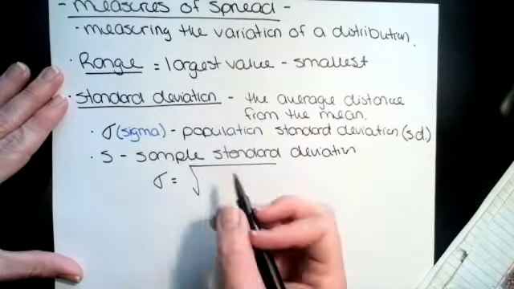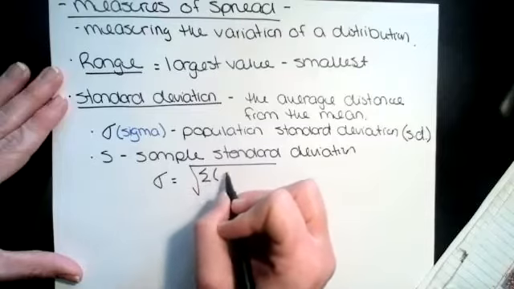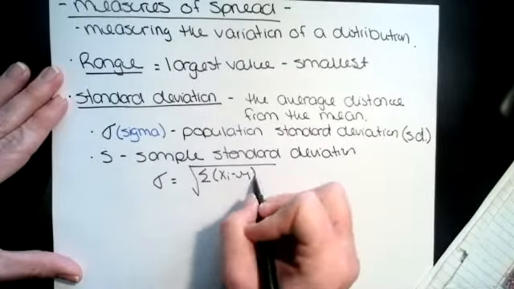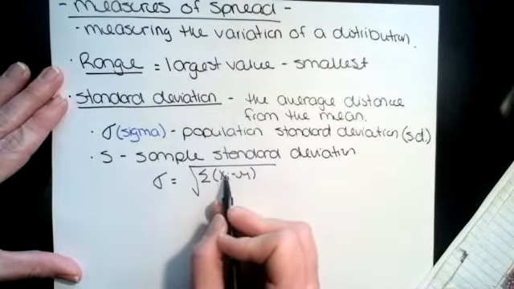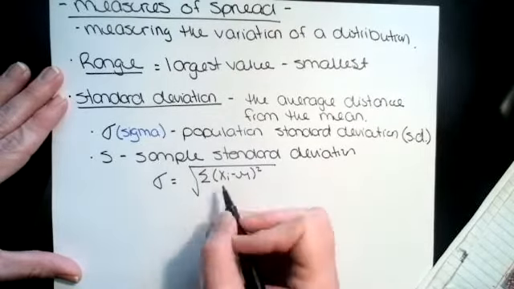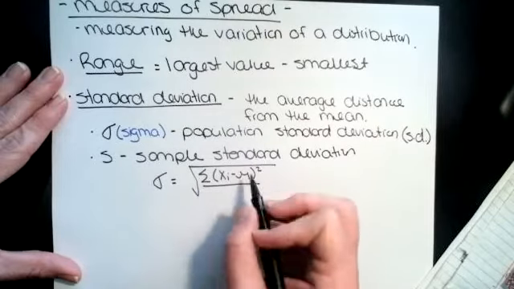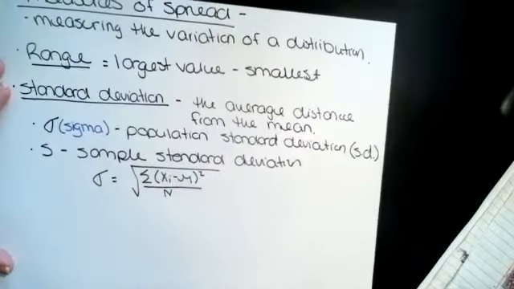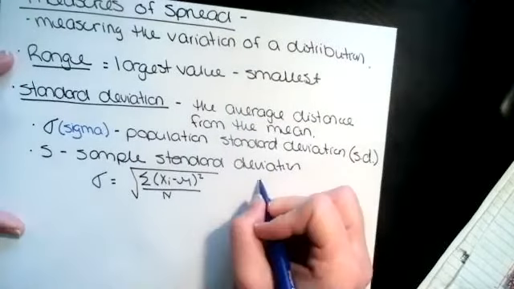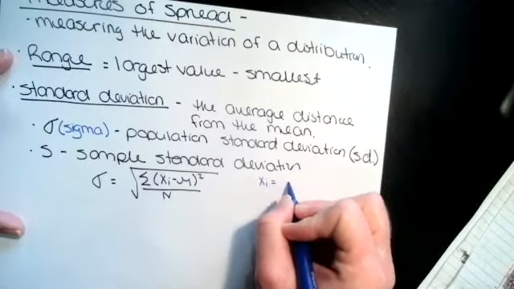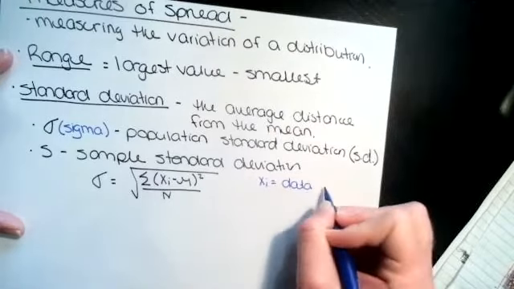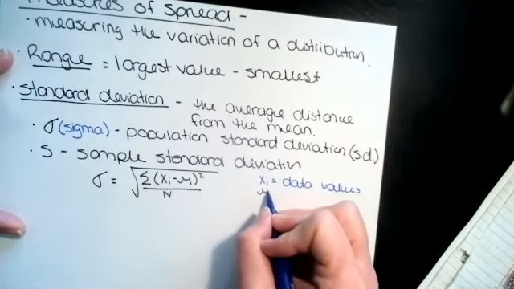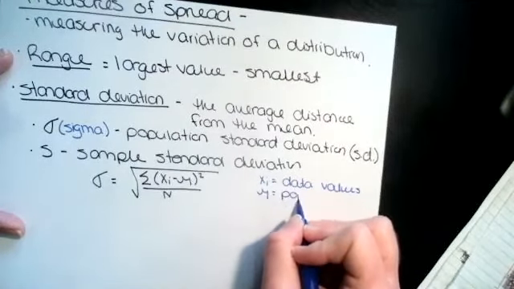So we have the square root of the sum of all my data values from the mean. Okay, so I'm going to subtract the mean from my data values. I'm going to square them. I'm going to add them all up, and I'm going to divide by the total number of data values I have. So let me just read it like a little key code over here. So xi, these are my data values themselves. So the actual values that I have collected. And then, of course, mu is my population mean.